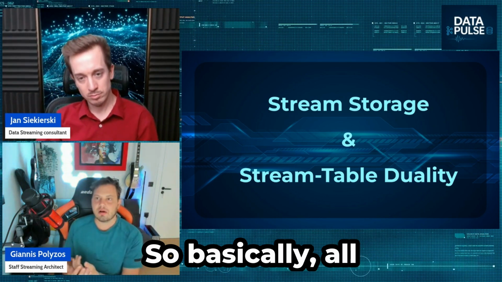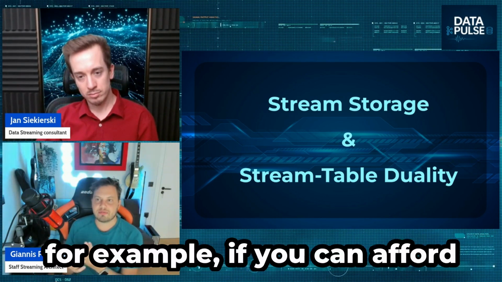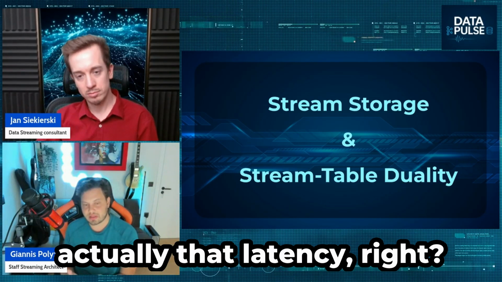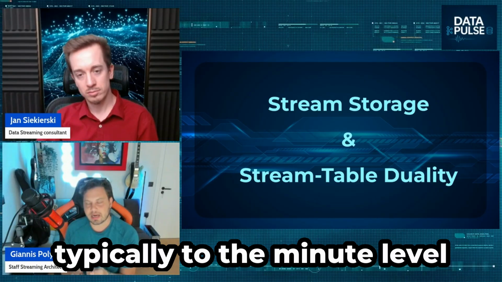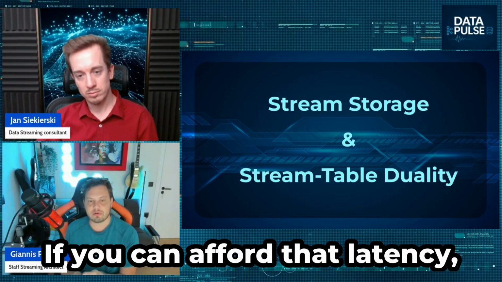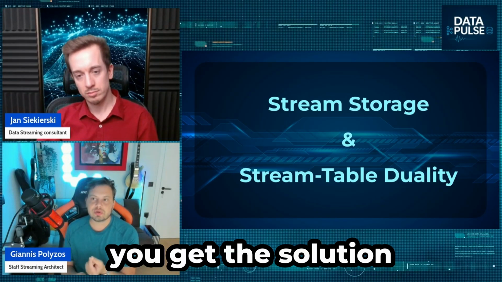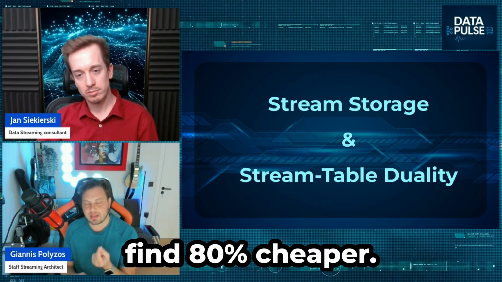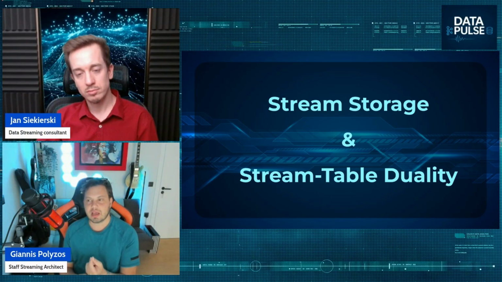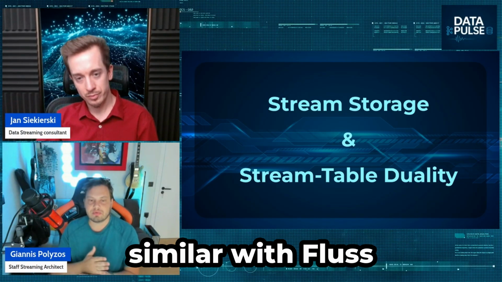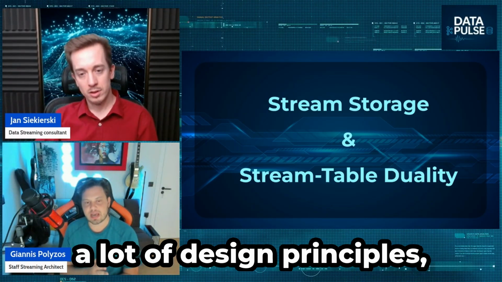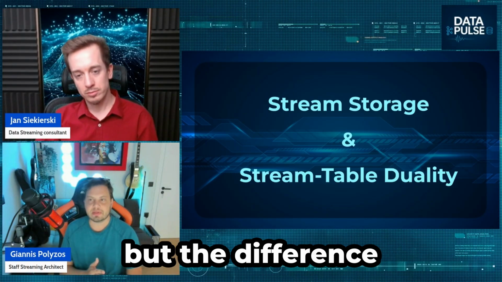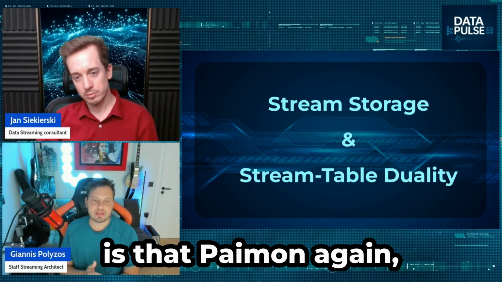So basically, all the reports I have say that if you can afford that latency, right? Because it's for near real-time latencies, typically to the minute level. If you can afford that latency, you get a solution that can be up to 80% cheaper. You can do something similar with Fluss, and they share a lot of design principles, but the difference is that Paimon, again, is for low latency.